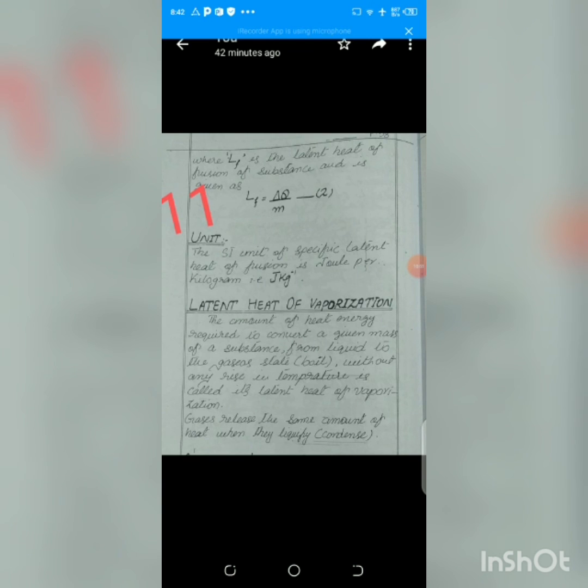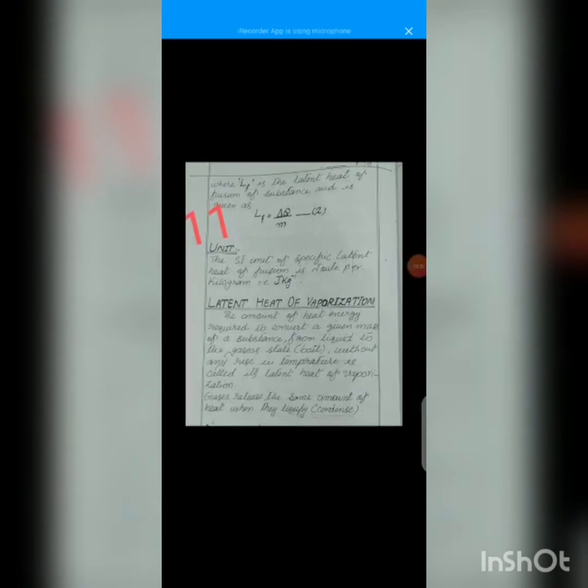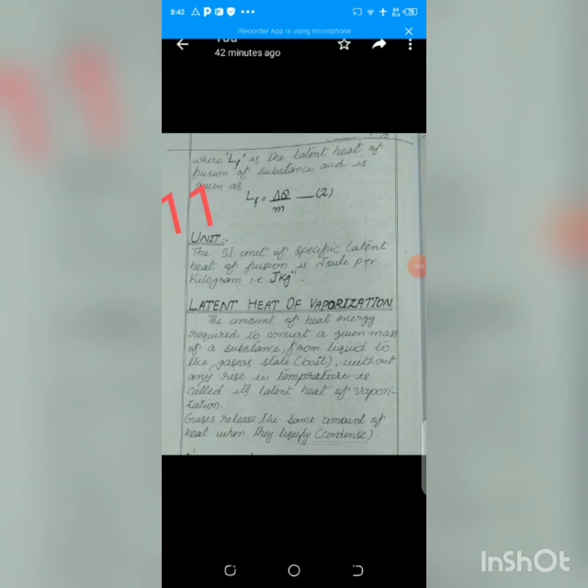Latent heat of vaporization: the amount of heat energy required to convert a given mass of the substance from liquid to the gaseous state, boiling, without any rise in temperature, is called the latent heat of vaporization. Gases release the same amount of heat when they liquefy.